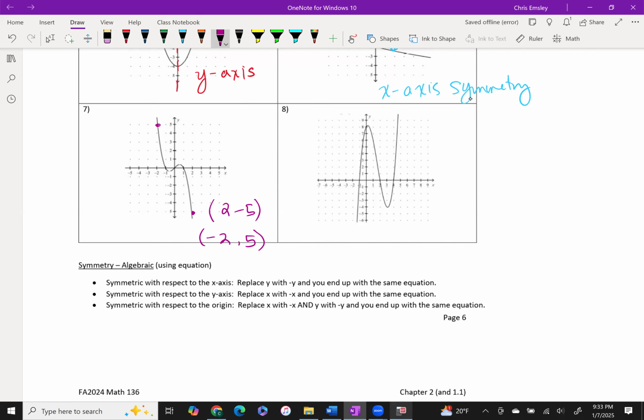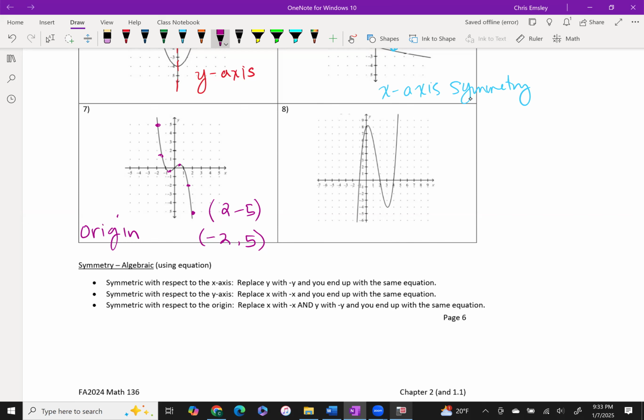And it turns out that we could do that for any ordered pair. This point and this point and this point and this point. Every point has a partner with opposite signs. So this one has origin symmetry.